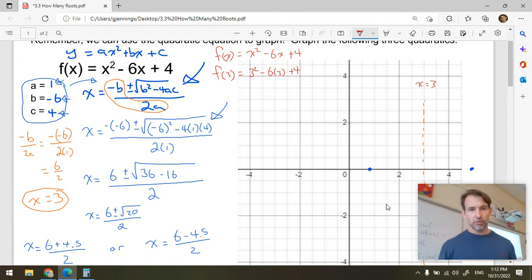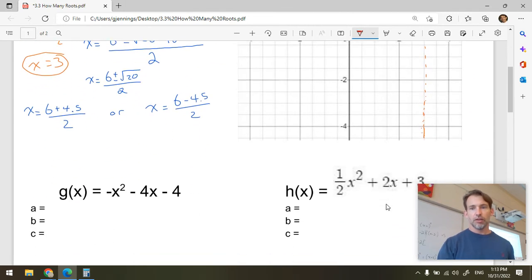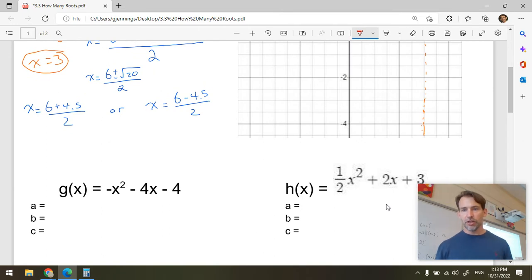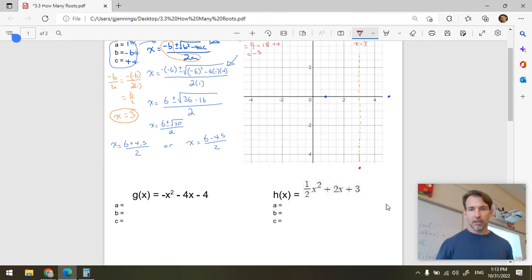Let's just write it out. 9 minus 18 plus 4. And if we work that out, that's equal to negative 5. So our vertex is down here, just off the graph, at negative 5. Now we can join the vertex with these points to have a graph of this function. Like that. And this is f of x.